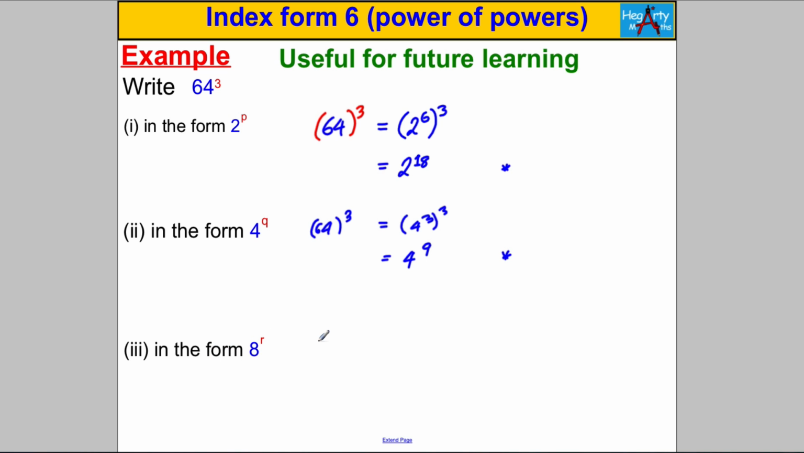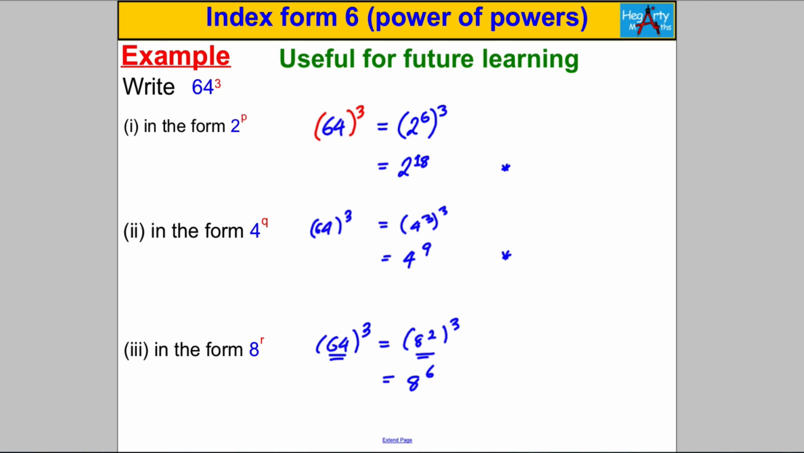And lastly, let's do the same thing with 8. 64 cubed. Let's write 64 as 8 to the power of something. We could write that as 8 squared. So we're replacing the 64 with 8 squared. And don't forget that I was cubing that thing. And using my power of the power rule, that's 8 to the power of, that's right, 6.